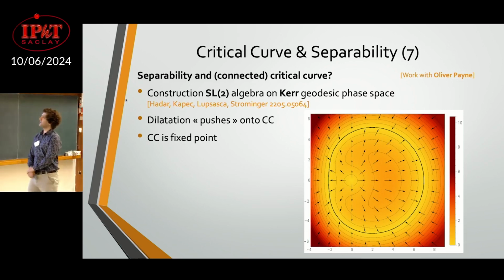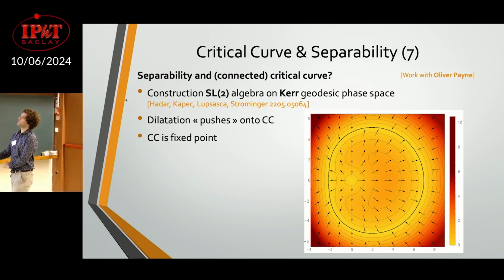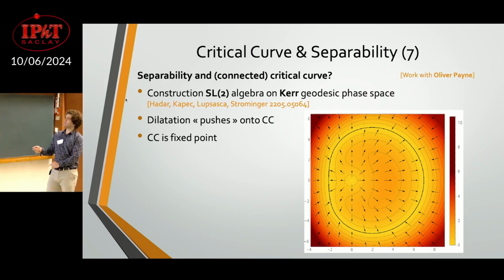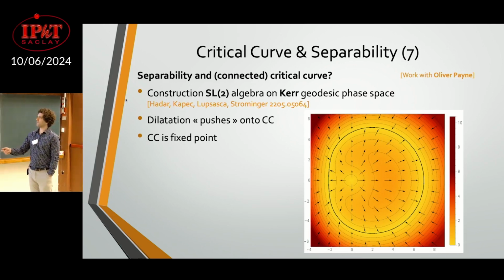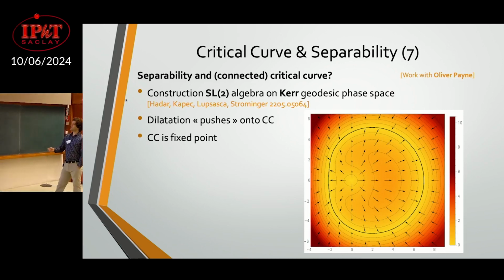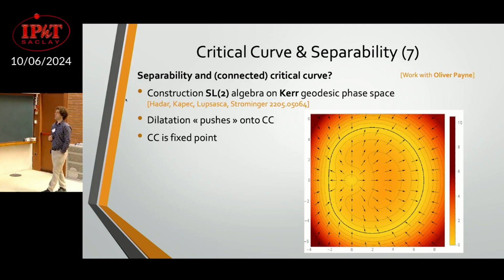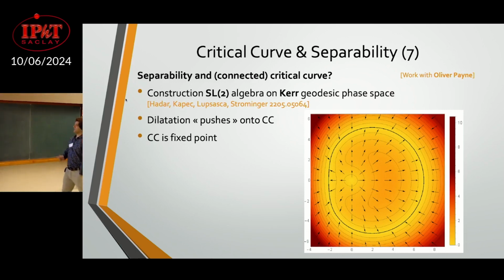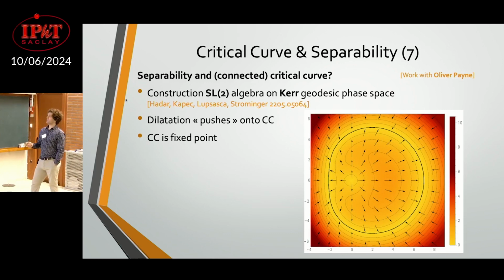The idea here is that we're going to use an algebra that was constructed by these guys a few years ago on the geodesic phase space. For Kerr, they do this explicitly, and they show that there's an SL2 algebra on the geodesic phase space where the dilatation essentially pushes you onto the critical curve. So the critical curve is a fixed point of this dilatation of the entire SL2 even, and the dilatation really pushes you onto it. They call this photon ring holography. We can, of course, discuss this title, but the point for me is there's an SL2 algebra which is well defined everywhere.